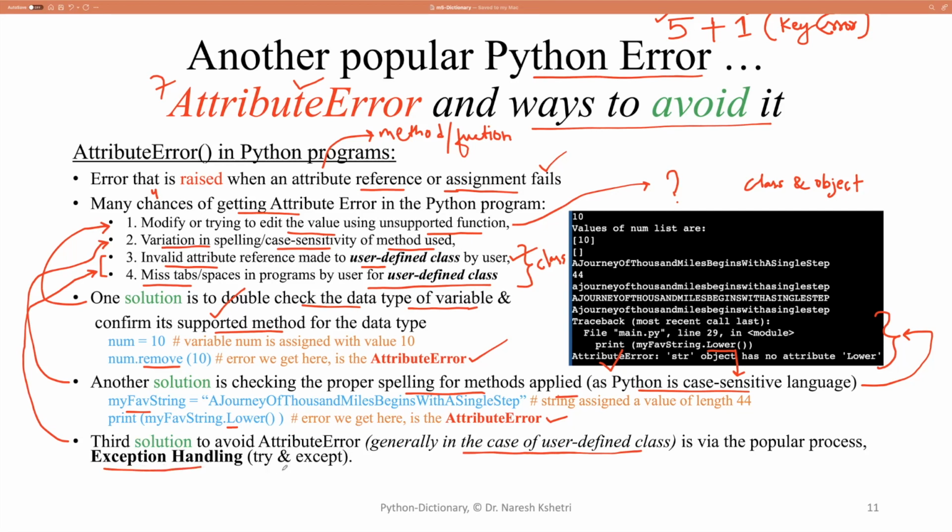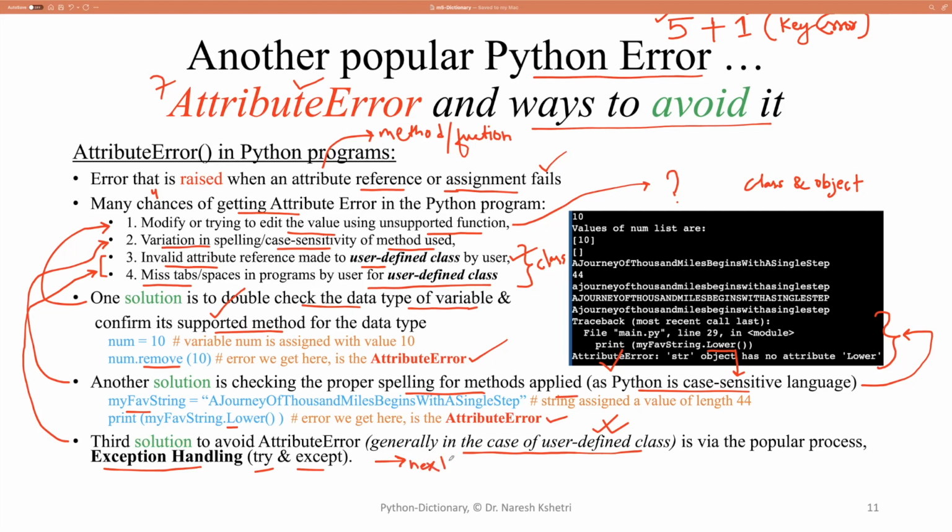Try and catch are the keywords we normally use to handle that error, generally in the case of a user-defined class. But in the next programming part, we try to get the solution of the first two, and we will see the solution of the third one in our next video.